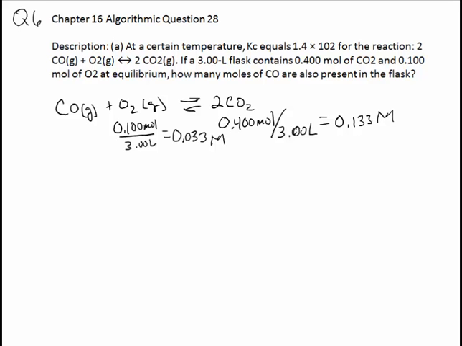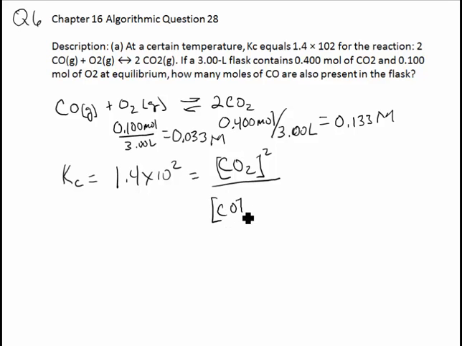Okay, so in this question 6, it gives us concentrations in the reactant, and it gives us the number of moles, right? But it's given in 3.0 liters, so we convert that into molarities. It tells us the Kc for this reaction is 1.4 times 10 to the second, and that's going to be equal to the concentration of CO2 raised to the second power over the concentration of CO.